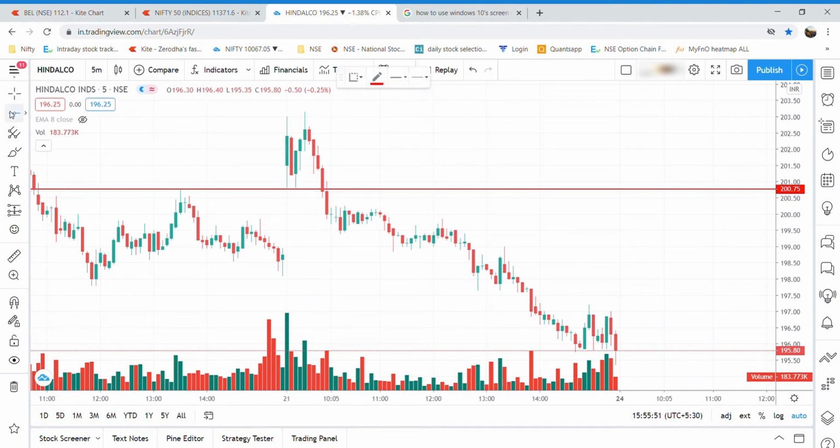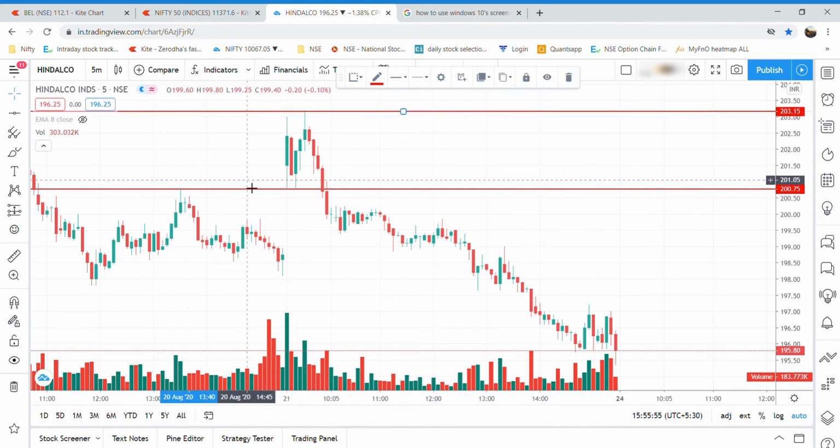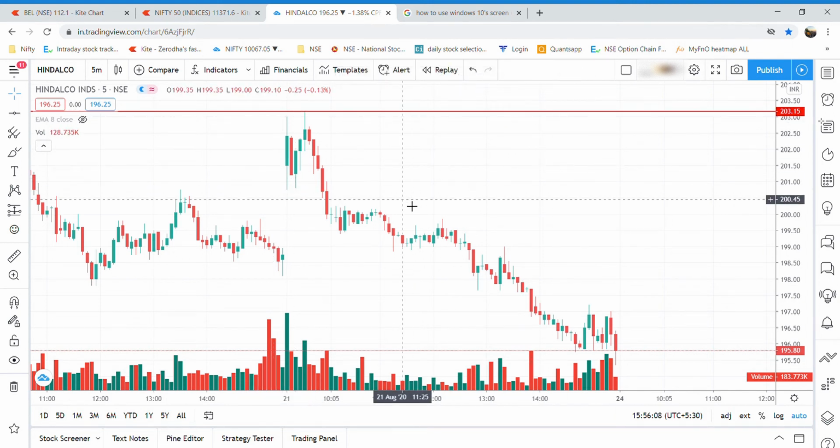Alright, so let's first mark a resistance line. This is our resistance line. Alright, since this candle broke our support before creating the resistance, this support becomes invalid. So what we do, we will just delete this line off. So this is not a valid support because it's been breached.